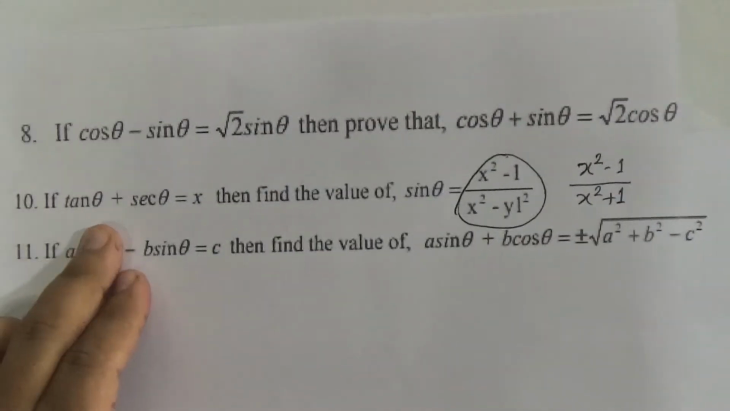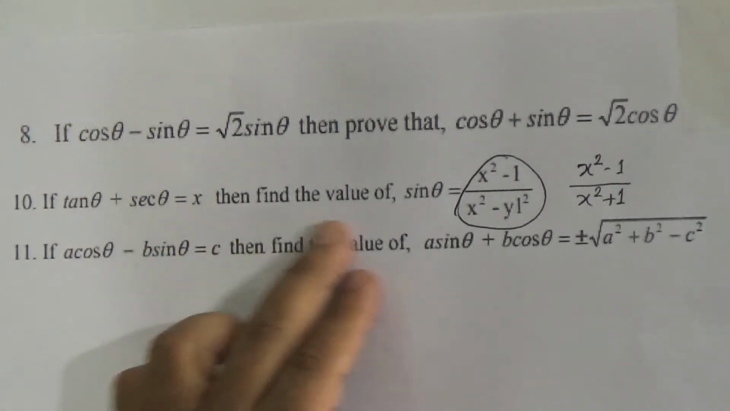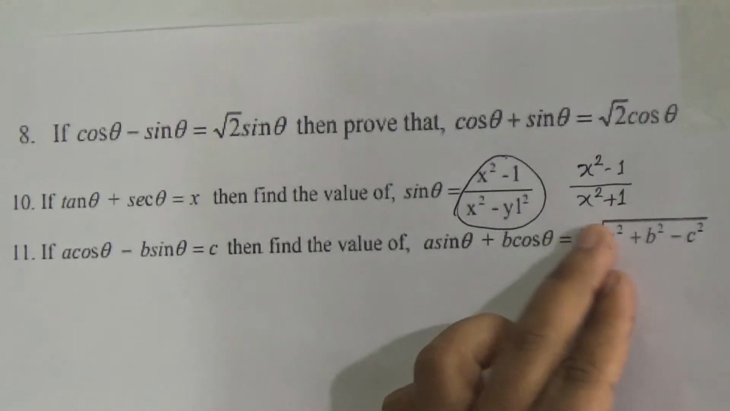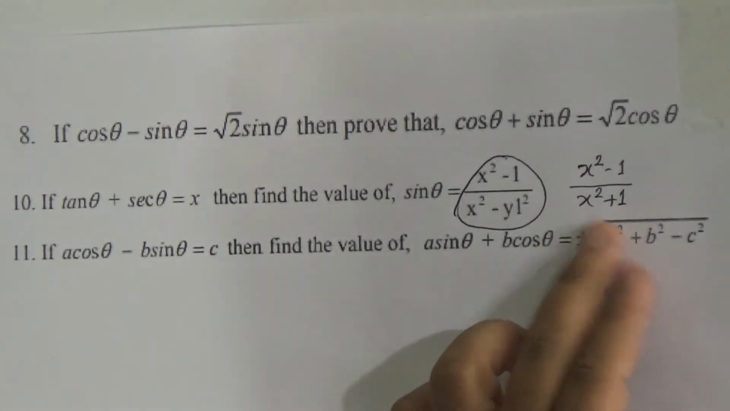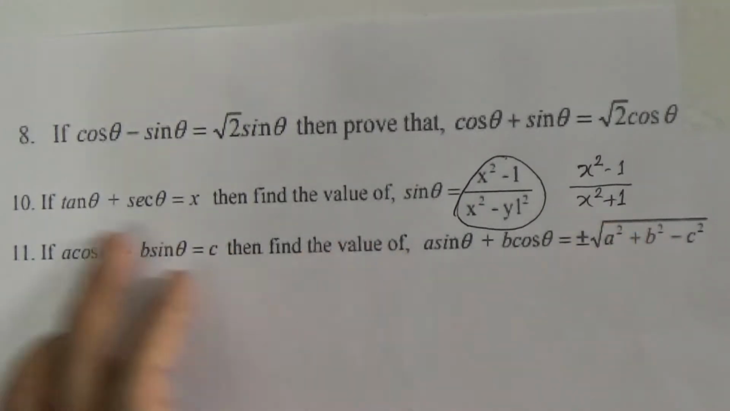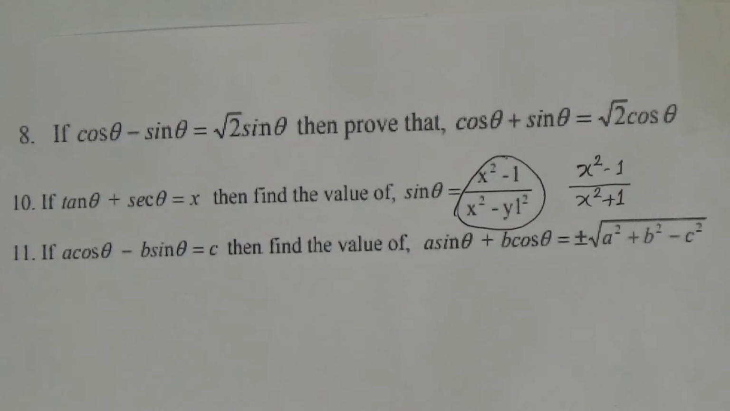Now we are going to solve question number 9. My dear students, question number 10. Question number 10 is: if tan theta plus sec theta is equal to x, then find the value of sin theta equal to x square minus 1 divided by x square plus 1. Okay, we are going to prove sin theta equal to x square minus 1 divided by x square plus 1 from this given expression. To solve this one, I am going to erase question number 8.